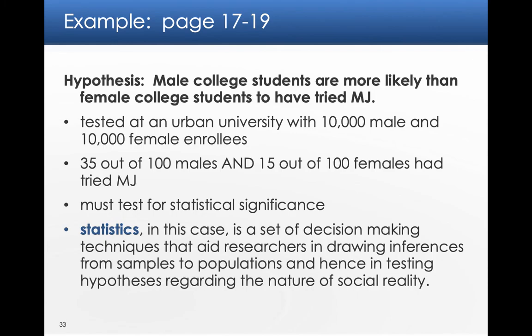So let's take this hypothesis. Male college students are more likely than female college students to have tried marijuana. This hypothesis is tested at an urban university with 10,000 male and 10,000 female enrollees. 35 out of 100 males and 15 out of 100 females had tried marijuana. But we have to test this for statistical significance. Is this an actual real difference? So in this case, we're using statistics to make a decision.